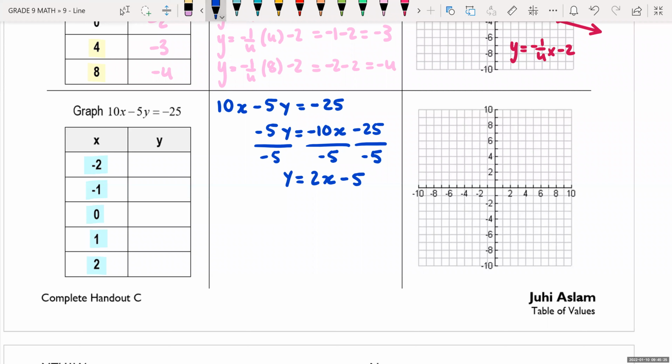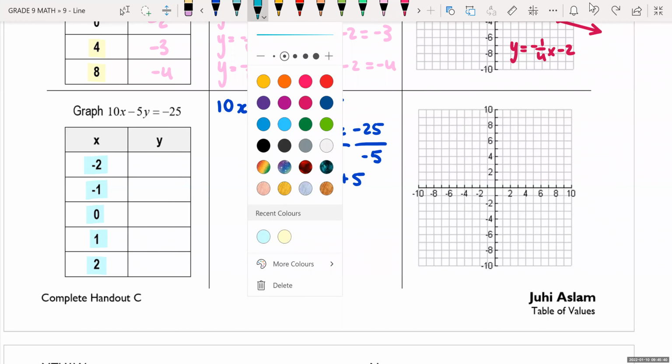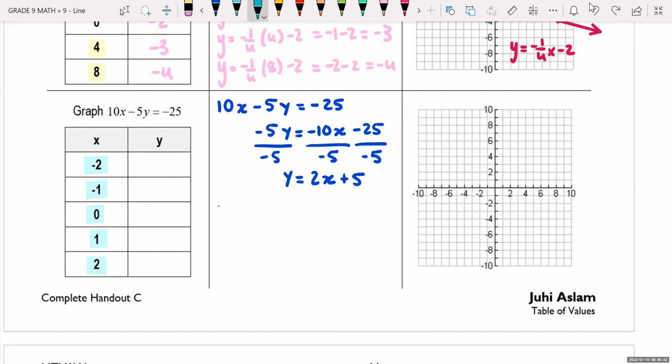So Erie just pointed out that this should be a +5. That was my mistake. Thank you so much. Okay, so now I'm ready to put in all of my x values. It's going to be y is equal to, and if you know what you're doing, you can just tune me out and work ahead, because like I said, this is just like the first one.